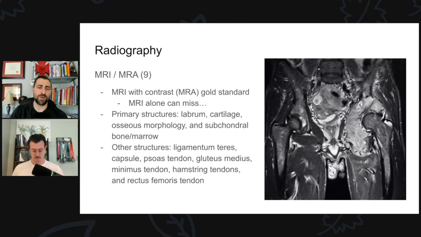I'm going to pause right here just because we went over a lot of different imaging. Anything to add at this point, Kevin? Yeah, I think that's really good stuff.